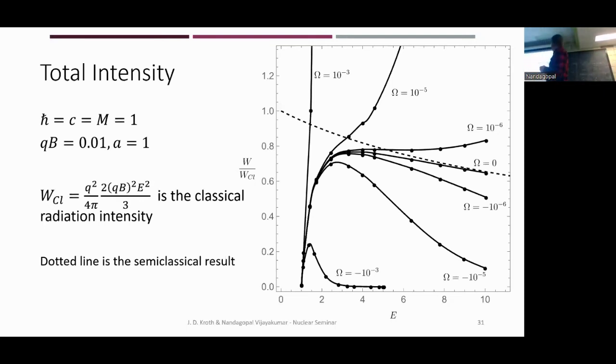But the interesting things are these guys, right? With the same magnitude of rotation, we see enhancement and suppression of roughly the same factor. And for slightly larger rotation, but still fairly small, at least compared to QB, we get a pretty significant suppression at higher energies.